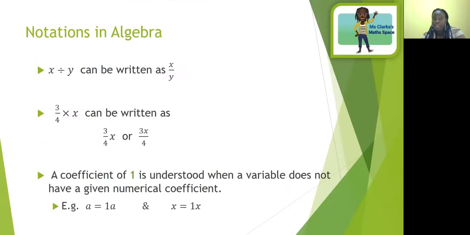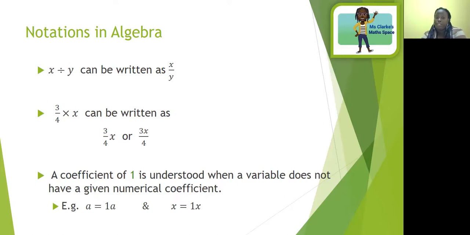As it relates to division, x divided by y can be written as x over y in the form of a fraction. All right? Or sometimes we would call it a quotient. All right? Similarly, 3/4 multiplied by x can be written as 3/4 x, or it could be written as 3x over 4.